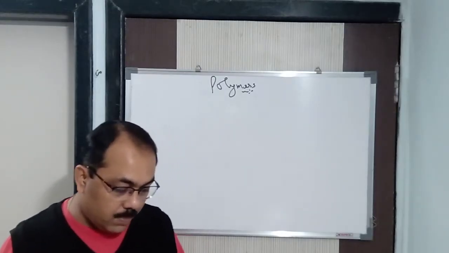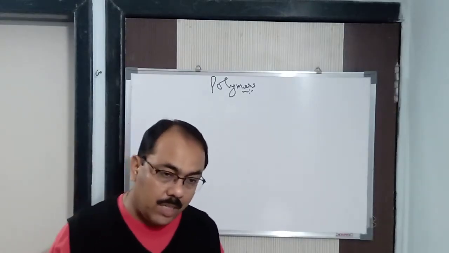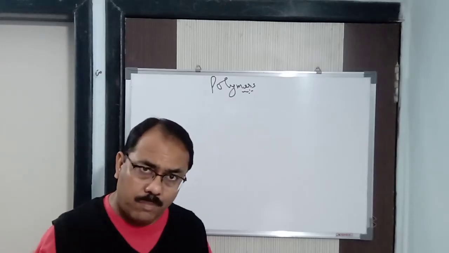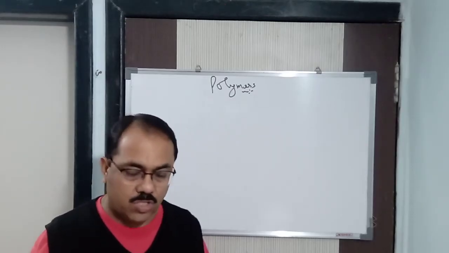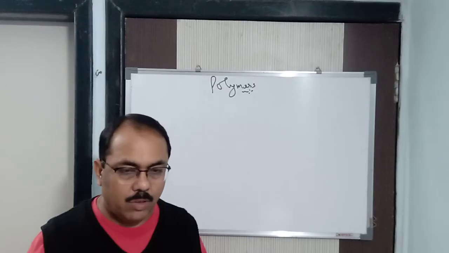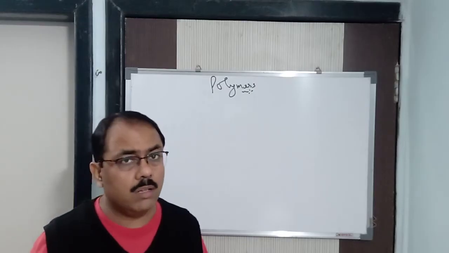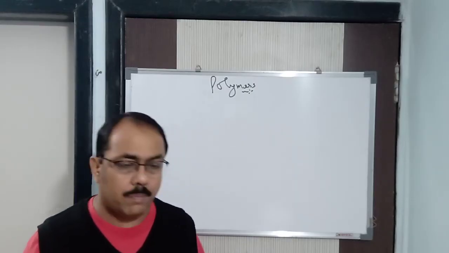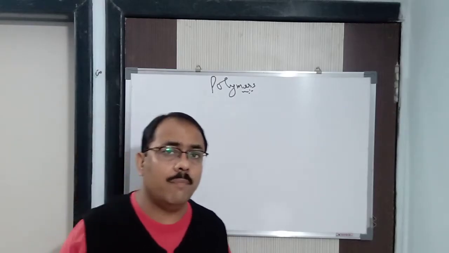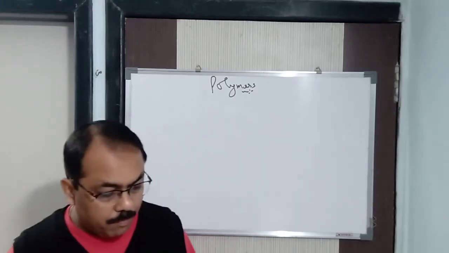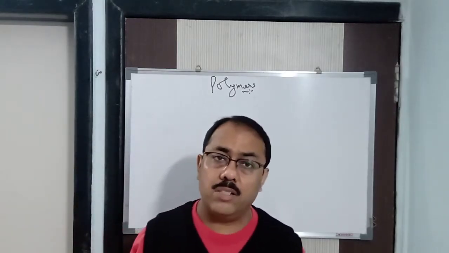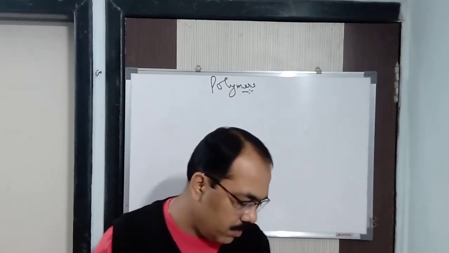Now, the process by which the monomers combine together and form polymers is known as what? Polymerization. The process by which the monomers combine together to form a polymer is called polymerization. That process is known as polymerization.